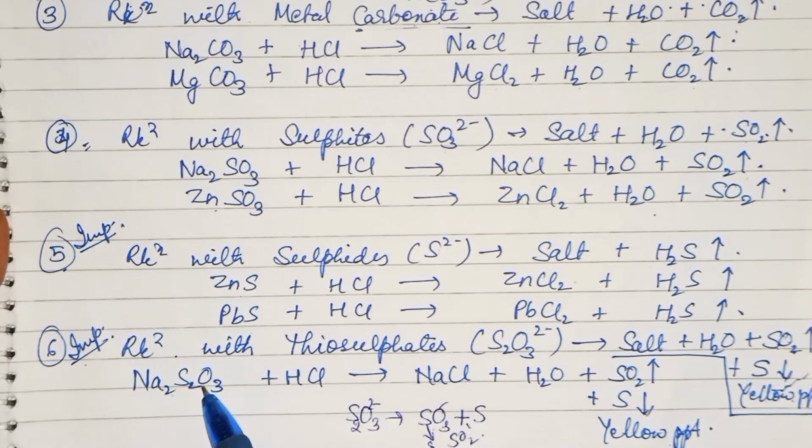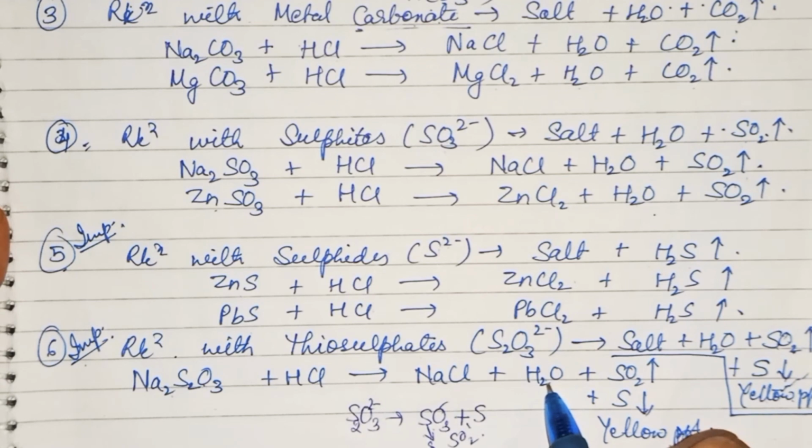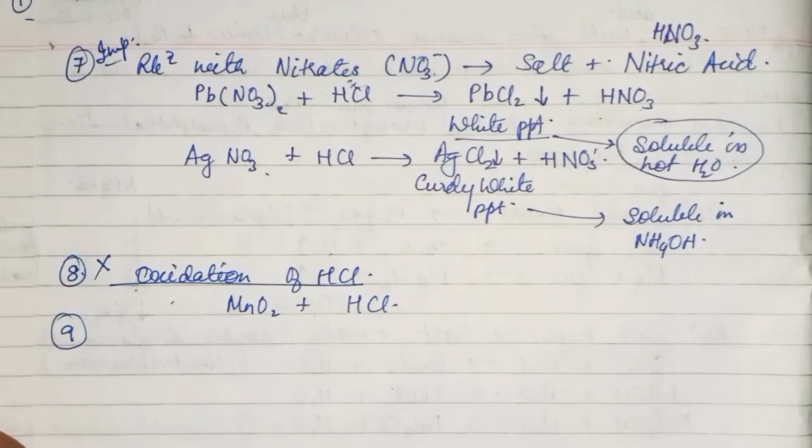Now sodium thiosulfate with acid will react to give salt and water. See here, oxygen is there, that's why hydrogen is converted into water. And out of S2O3, SO3 will give SO2 gas, and one S is left behind, that is the yellow precipitate.